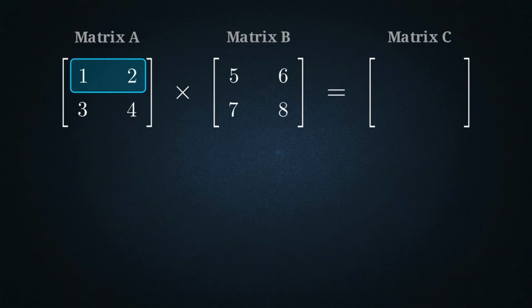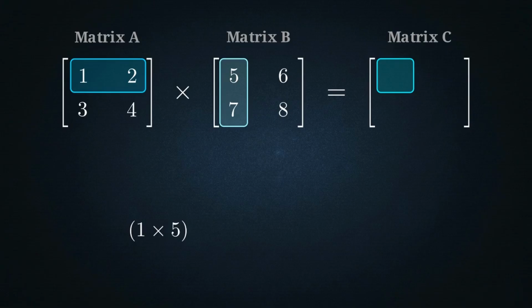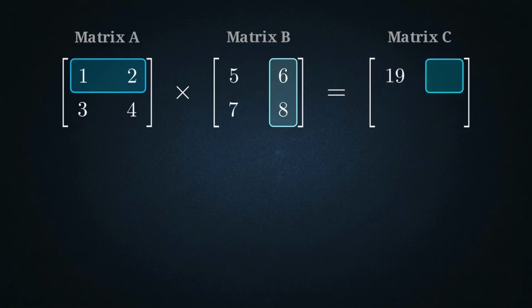To calculate a single value inside matrix C, we isolate a specific row from matrix A and pair it with a corresponding column from matrix B to compute their dot product. We multiply the first items together, 1 times 5, and add that to the product of the second items, 2 times 7. The resulting integer, 19, populates the first coordinate of our result matrix.